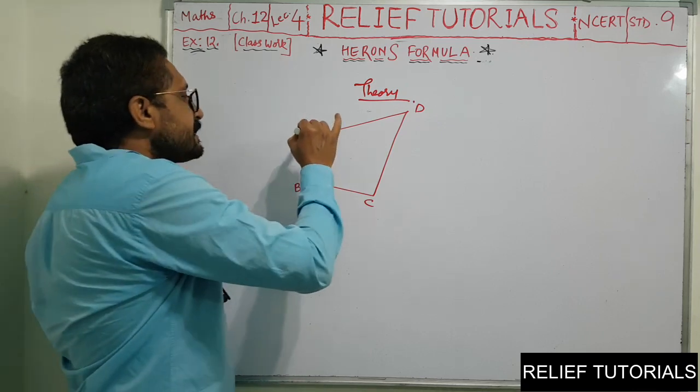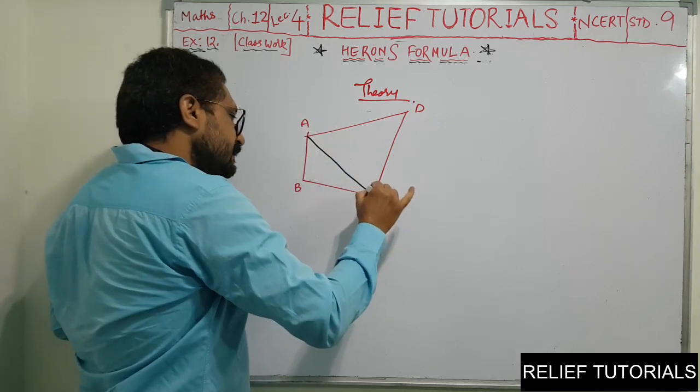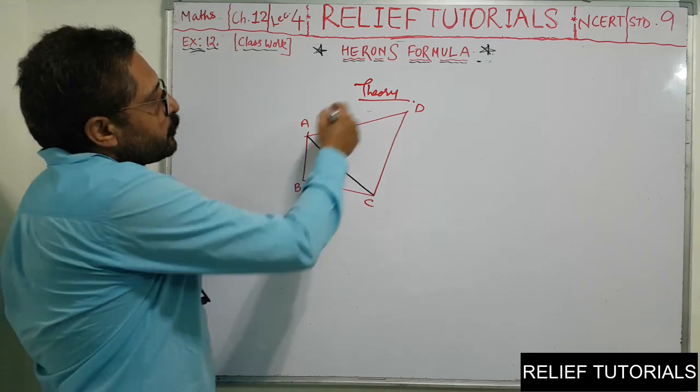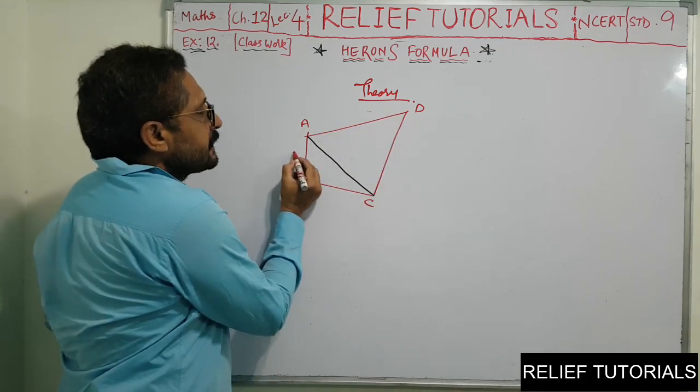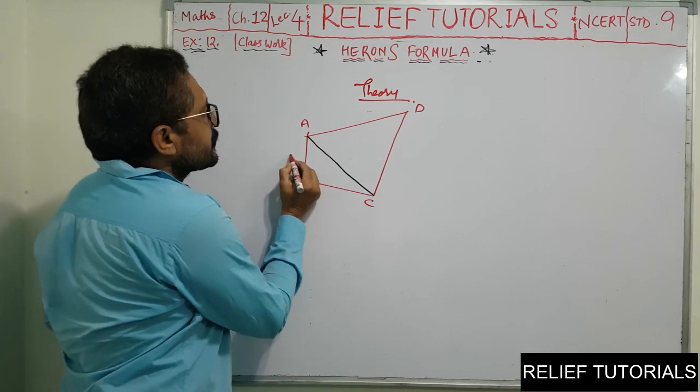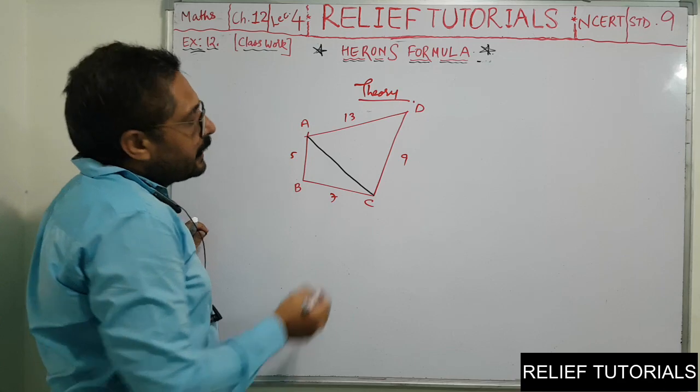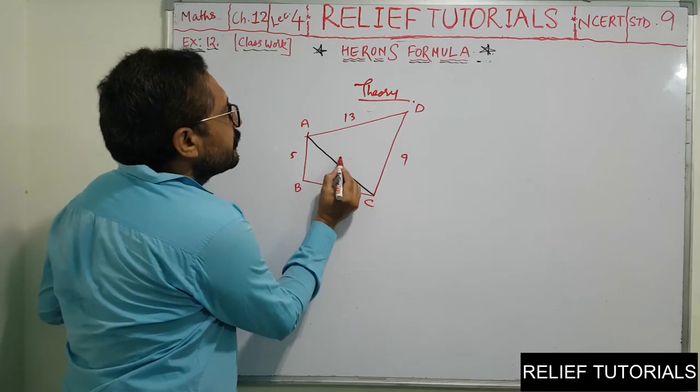But one diagonal is given. This diagonal is given. And the measures of the four sides are given. For example, I can say, whatever it may be, the measures of these four sides are given: 5, 7, 9 and 30. And one diagonal is given, for example, 11.